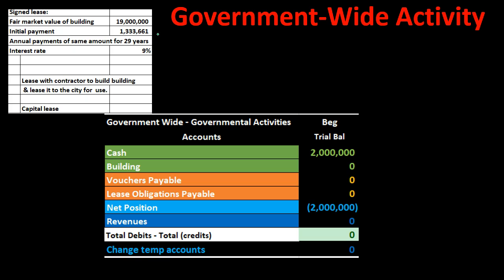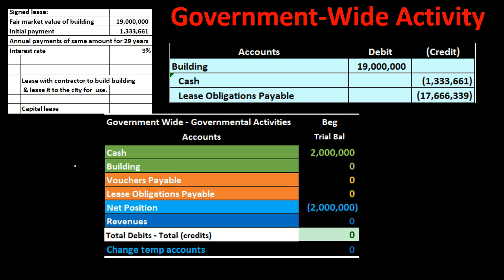So if we think about the government-wide type of activities, we are in essence going to put this on there as we would a capital type of lease. We're going to put the building on the books at this point in time. So the transaction will look like this, the financial transaction. The building going on the books, we're going to put the building on the books at the fair market value. We're going to have the cash, the initial payment that we will be making. Of course, cash will be decreasing. The difference then going to the lease obligation payable.